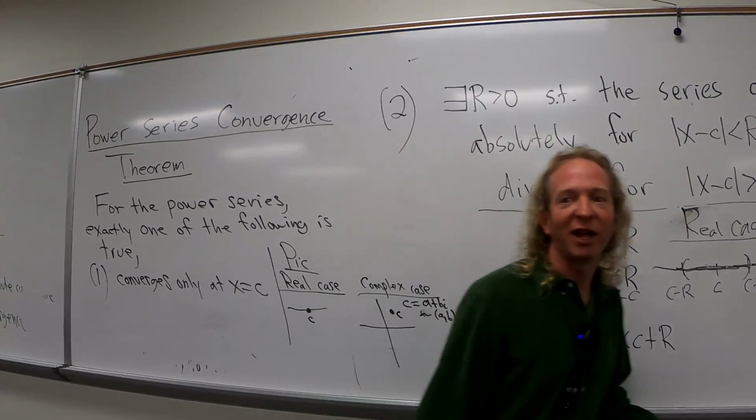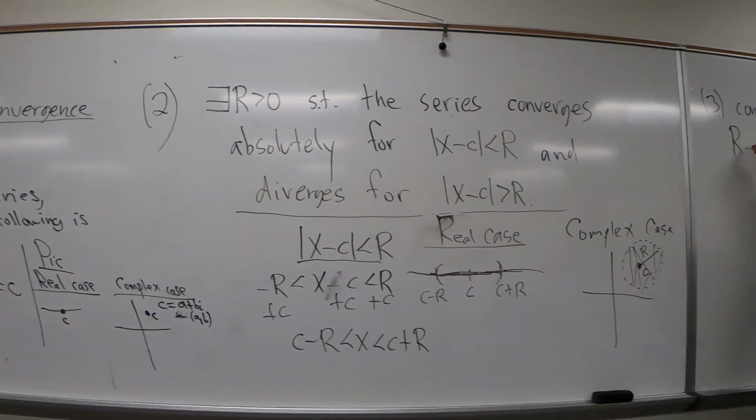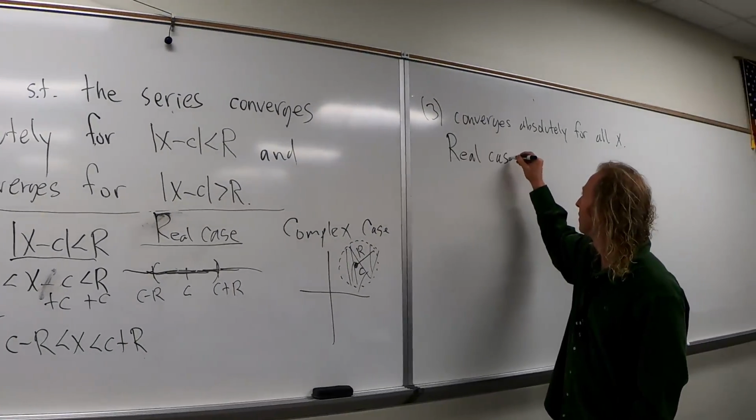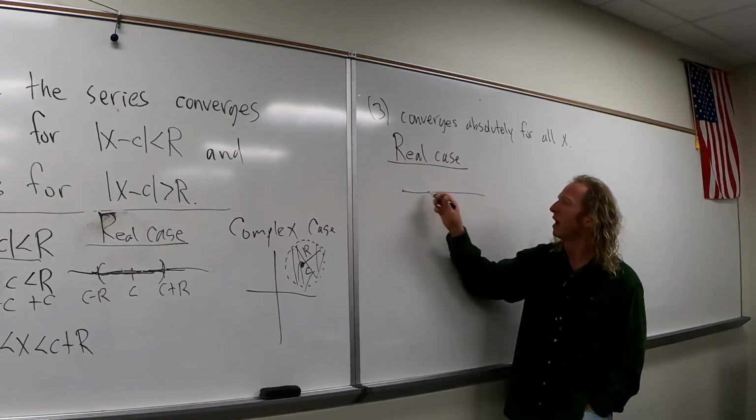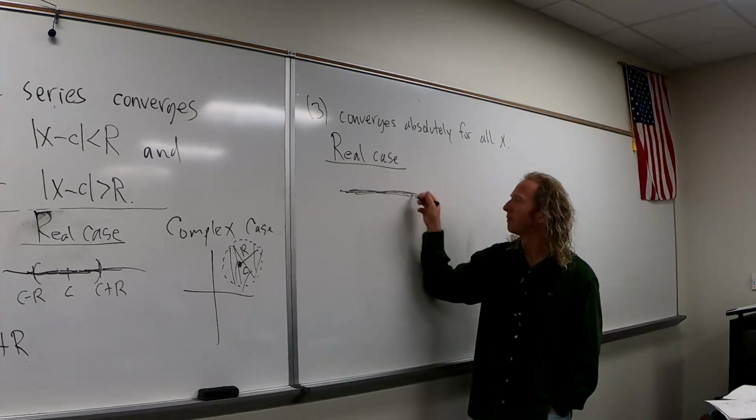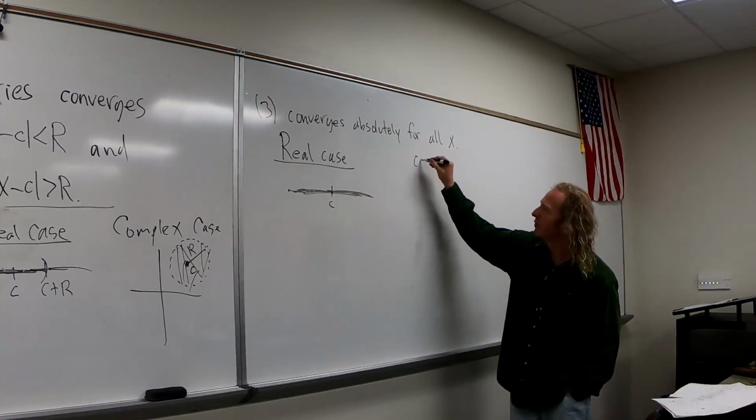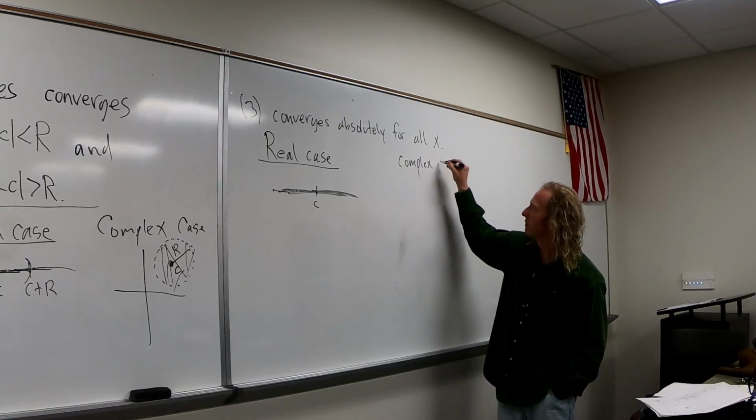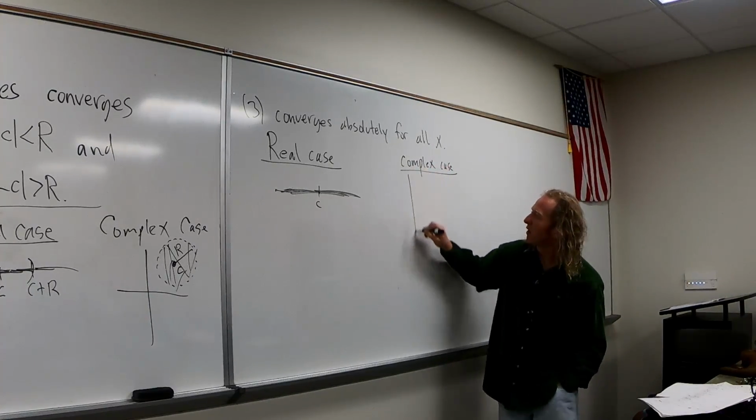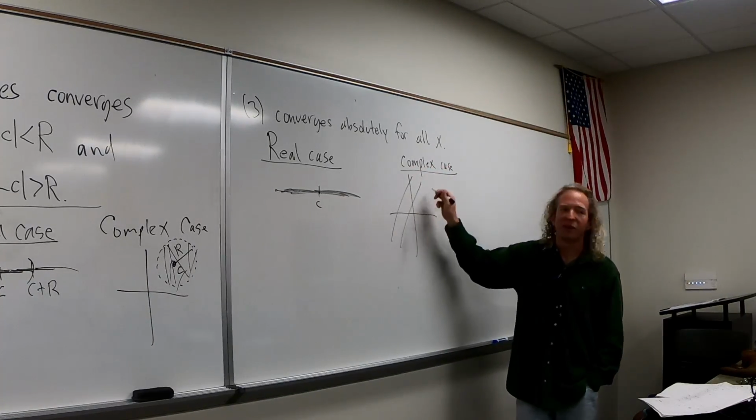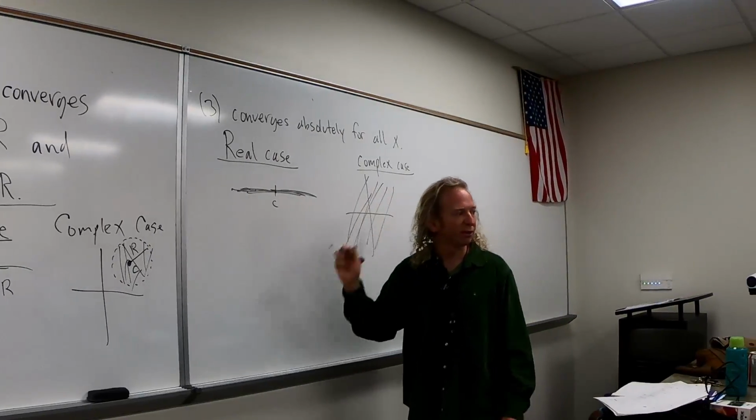Converges absolutely for all x. So there are 2 pictures here. The real case would be that it just converges everywhere, right? At every single number. And the complex case would be that it converges everywhere in the complex plane, so at every single number, right, everywhere.